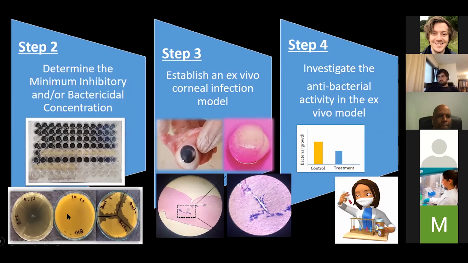So, for example, here there are two different concentrations of the drug. You can see that at this concentration, there was no bacterial growth, so it has killed the bacteria. But in this one, the concentration was not high enough to prevent bacterial growth. And we also have our controls. So following these results, and after we determined the minimum inhibitory and bactericidal concentration, we wanted to establish an ex vivo corneal infection model in order to be able to test this further.